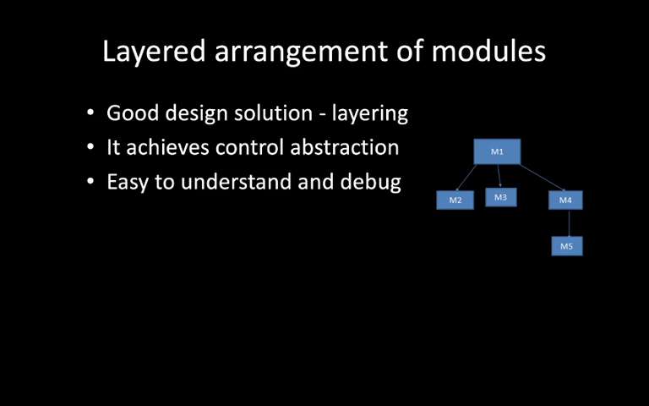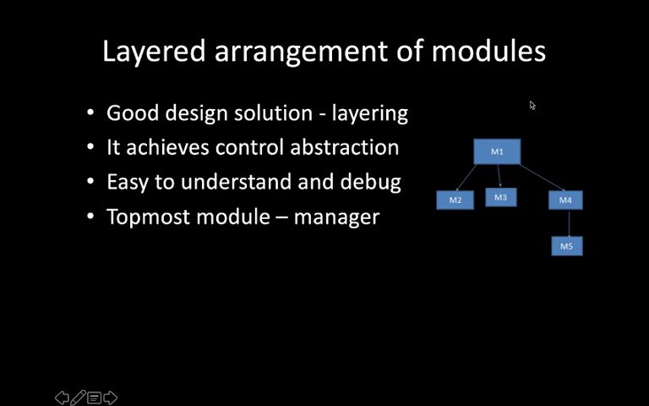Control abstraction means everything will be hidden. If you check M2, M1 is completely hidden. M2 need not access anything from M1. Similarly M3 or M5, M5 does not know anything about M4. So there is control abstraction in these modules. When we do this layered arrangement, it's a good design solution because it achieves control abstraction and it is easier to understand and debug the modules.